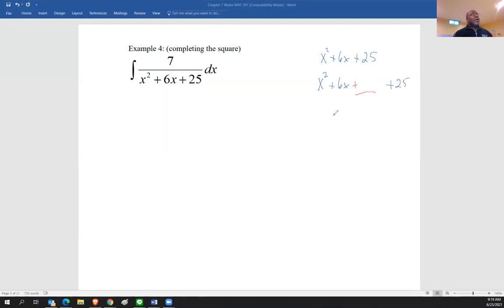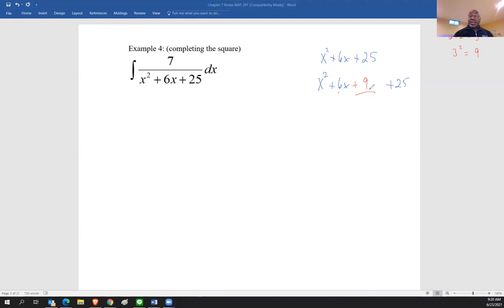So if you recall, the trick is to look at the linear coefficient, which is 6. We take the 6, we divide it by 2. That gives us 3. And then we square the 3. That'll give us 9. All right, so that's how we complete the square. Take half the linear coefficient, and then you square the result. So half of 6 is 3, 3 squared is 9. So we're going to add 9 to this expression.